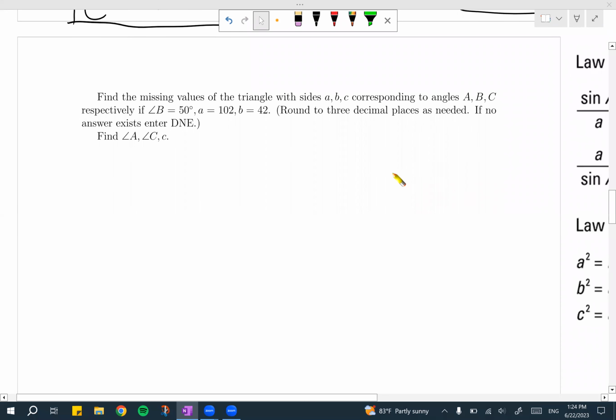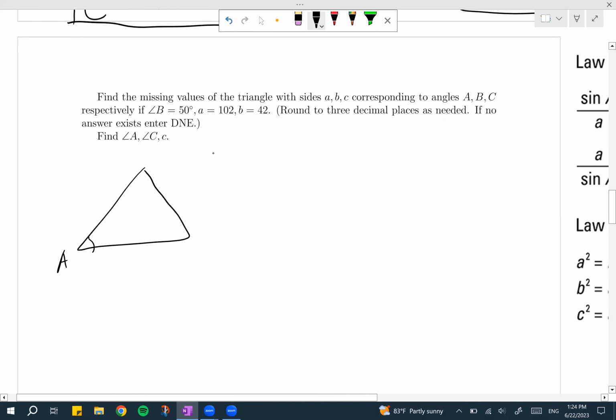Okay, so we've got this problem, and it wants us to use the law of sines or the law of cosines to figure out the missing sides and angles. All right. I'm going to draw my triangle right here. My triangle looks like this.